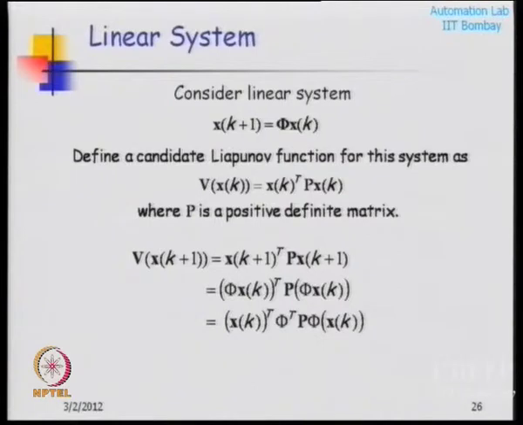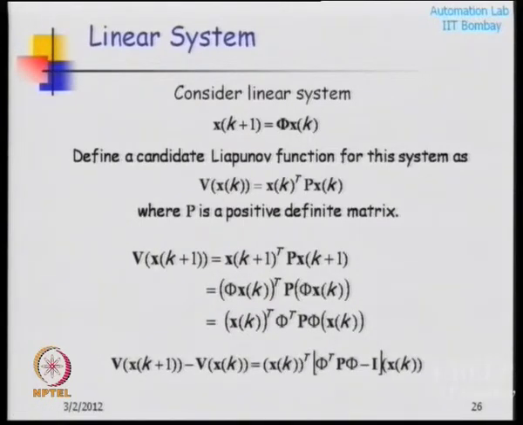So if you actually substitute V of x k plus 1, this is a very simple calculation. You will get x k transpose phi transpose P phi x k. This is just by substituting the dynamic equation.